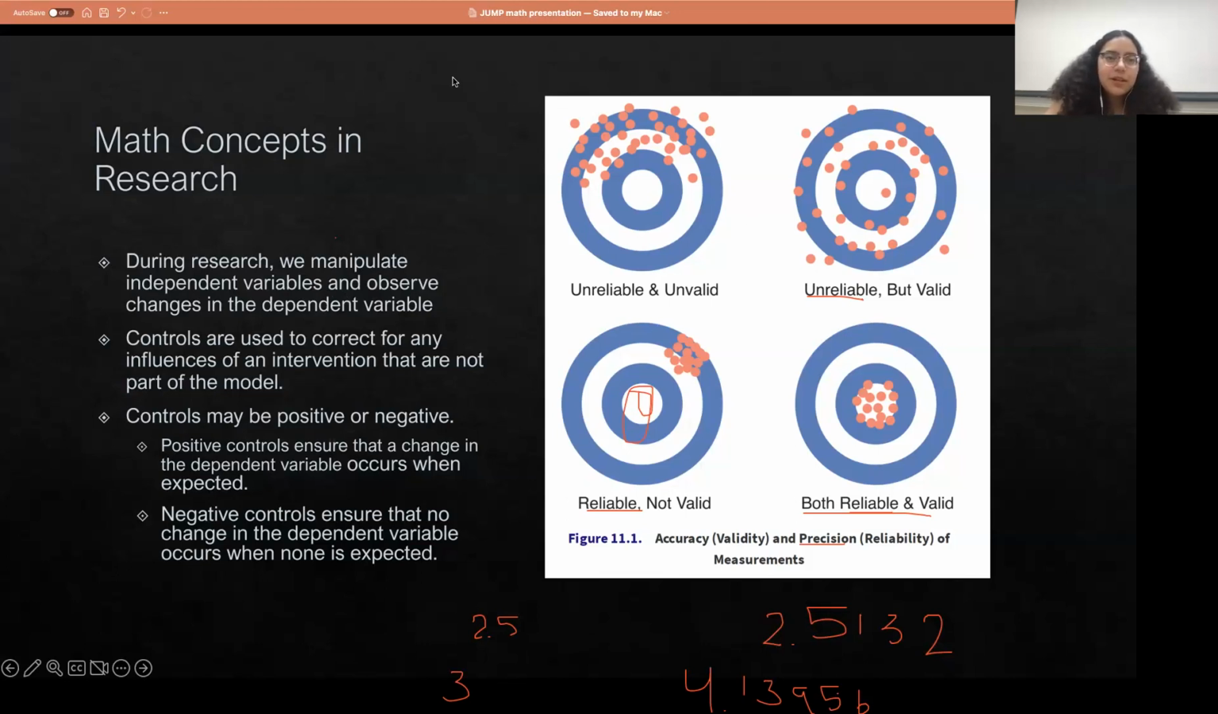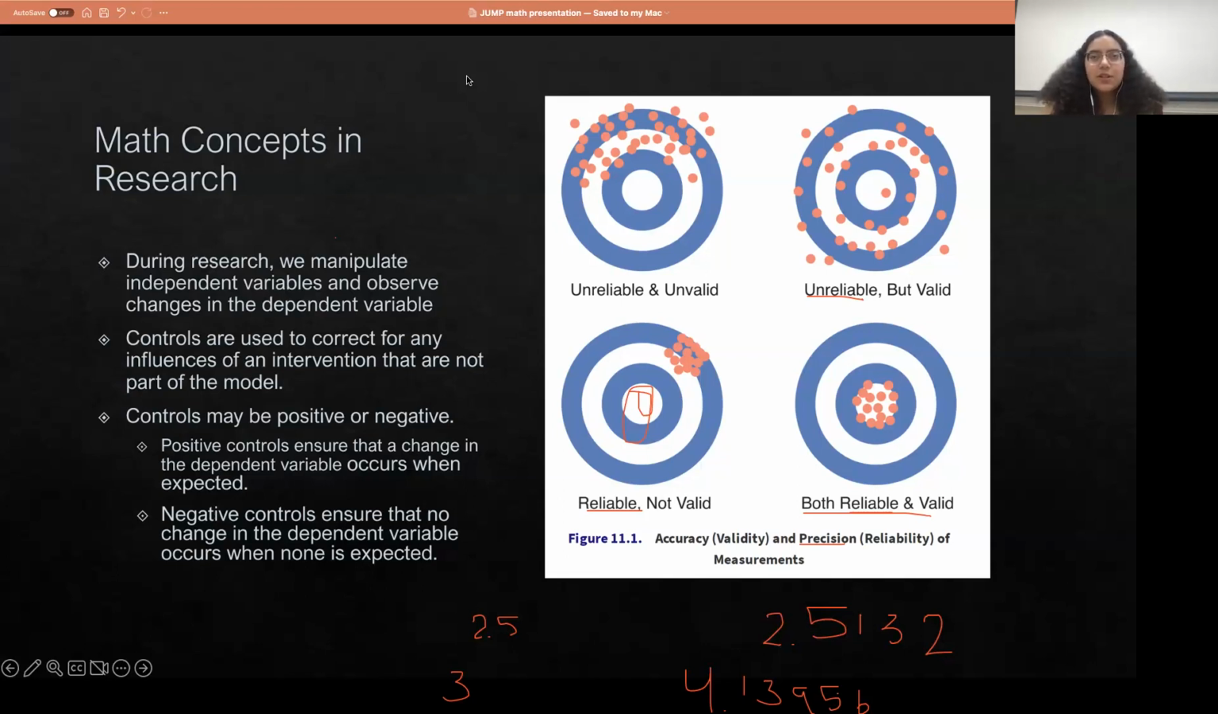And so, as you probably know, for research, there are independent and dependent variables. Independent are the ones you change, and then you see what happens to the dependent. And there are controls that you use. Basically, everything other than those variables should be controlled. There are also negative and positive controls. A positive control is that the dependent variable changes when it should, and a negative control is that it doesn't change when it shouldn't.